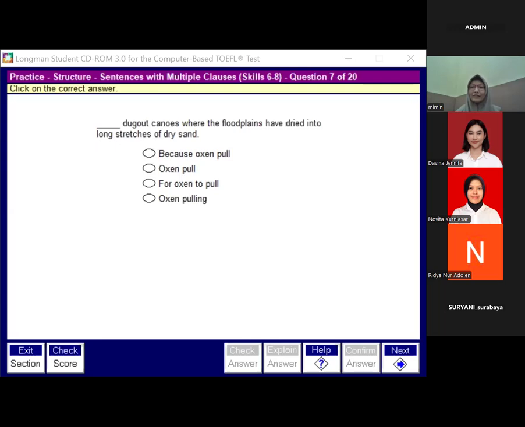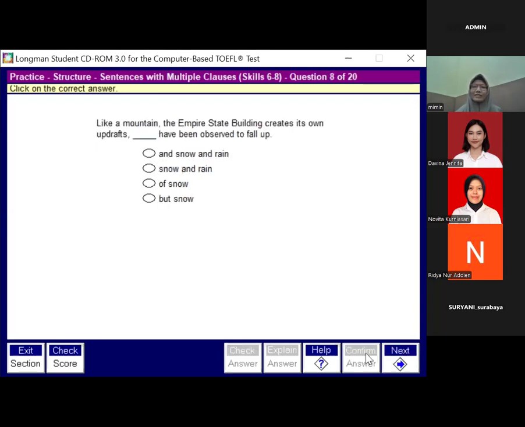Okay. All right. This is your answer. Because oxen pulled dug out the nose where the footprints entered into long stretches of dry sand. Okay. Who is next, Miss Fanny? Can you just type the name? Okay. Just type the name, please. All right, Kak Adin. Yes, Kak Adin, please.